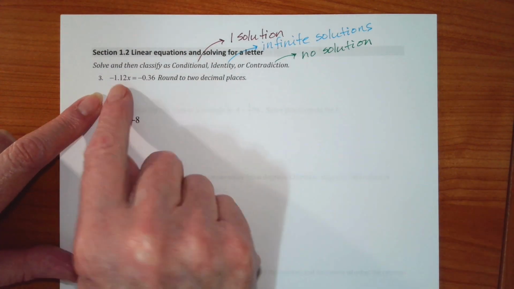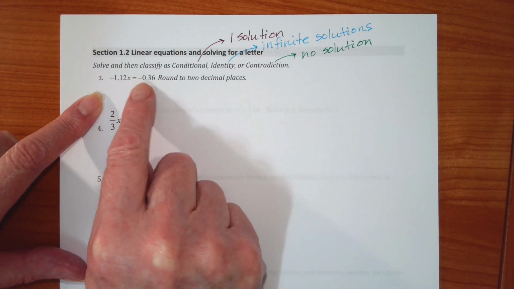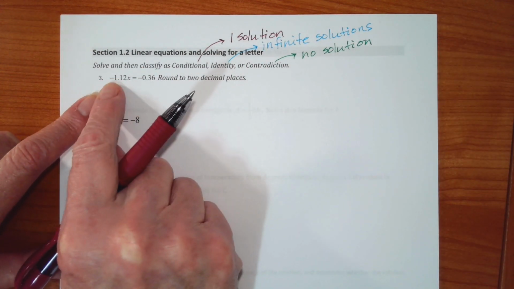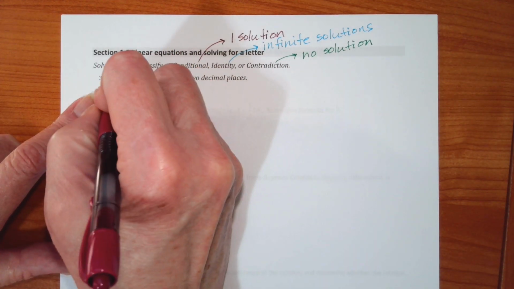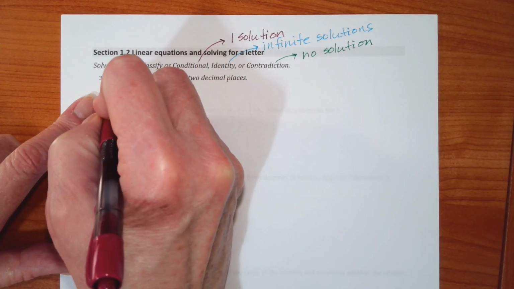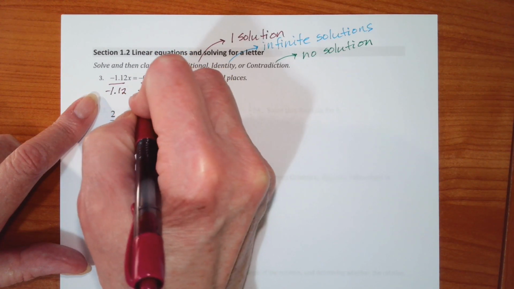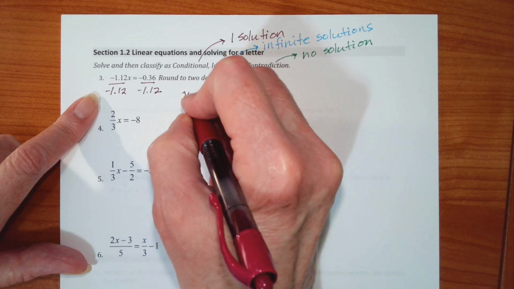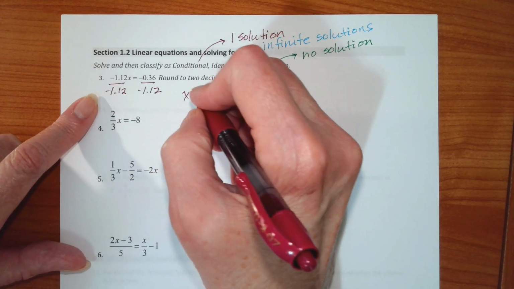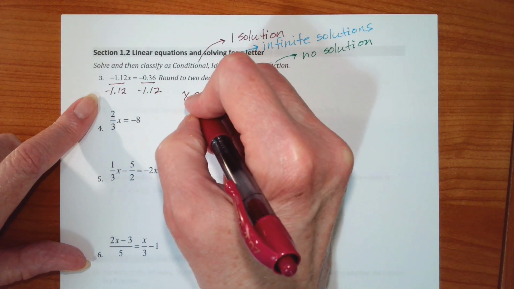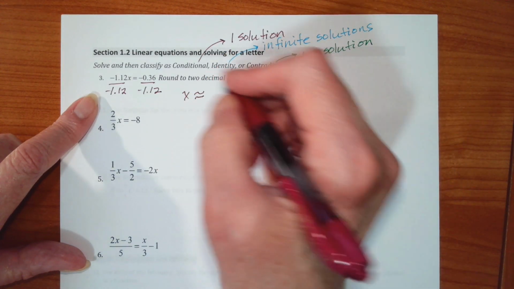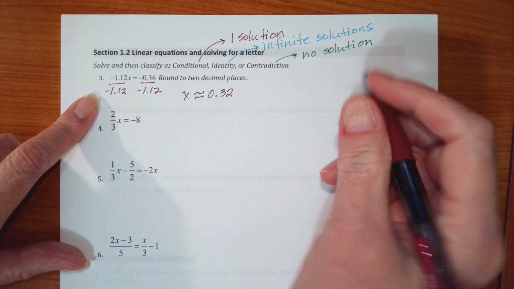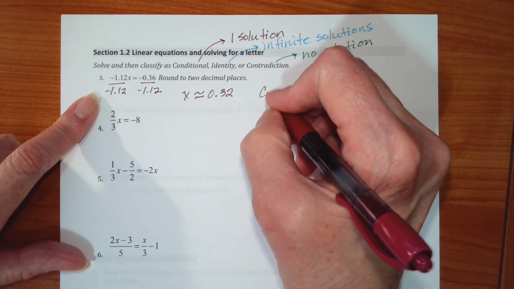Okay, so if I have negative 1.2x equals negative 0.36. All right, to get the x by itself, the only thing I have done is multiply it by negative 1.12. So I'm going to divide both sides by negative 1.12. And that gives me that x, and if I'm rounding it to 2 decimal places, I'm going to have to use the approximation symbol. And 2 decimal places means 0.32. Since there is one solution, this is conditional.